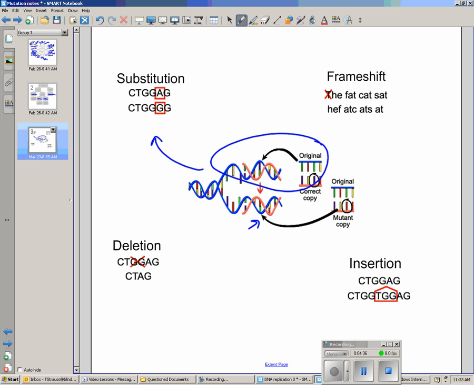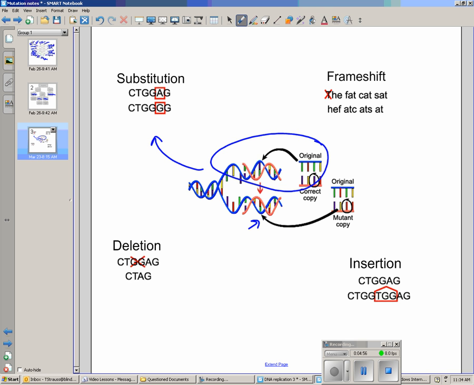Now, some substitutions are not going to cause a change because, as you saw on the genetic code sheet, there are many sequences that actually code for the same amino acid. So if there's a substitution that codes for the same amino acid, we're still going to get the proteins that are made. The problem is when it codes for a different amino acid.